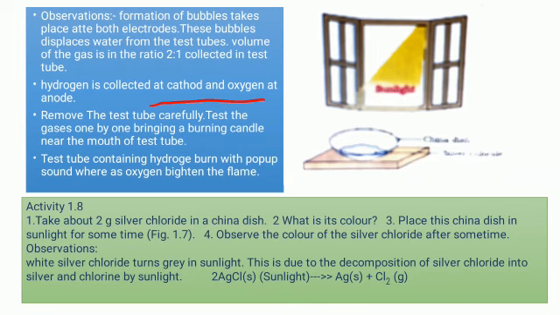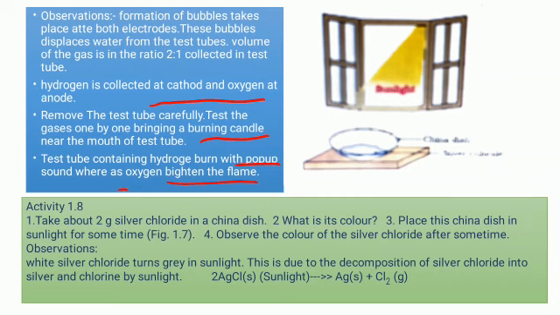When we remove the test tubes carefully, we test the gases. If we take a burning candle near the mouth of the test tube containing hydrogen, it burns with a pop sound, whereas oxygen brightens the flame.